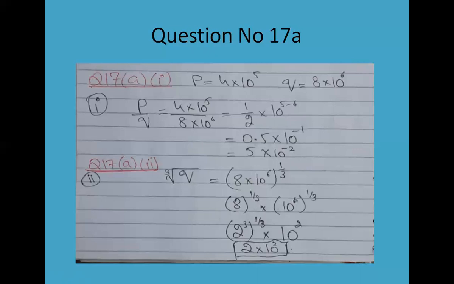So 8 is 2 raised to power 3. So in the place of 8, I can write 2 raised to power 3. So in raised to power 1 by 3, 3 and 3 will be cancelled. You have 2. 10 raised to power 6 multiply 1 by 3. So 3 and 6 will be cancelled. You're left with 2 only. So you have 2 expo 2. So this is how you do this question.